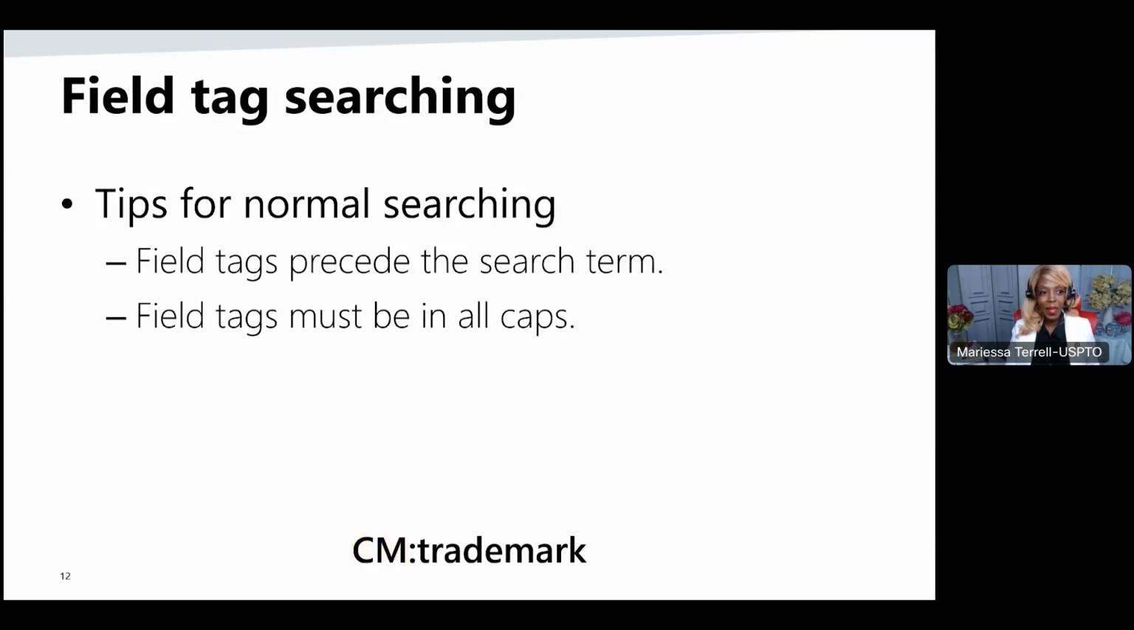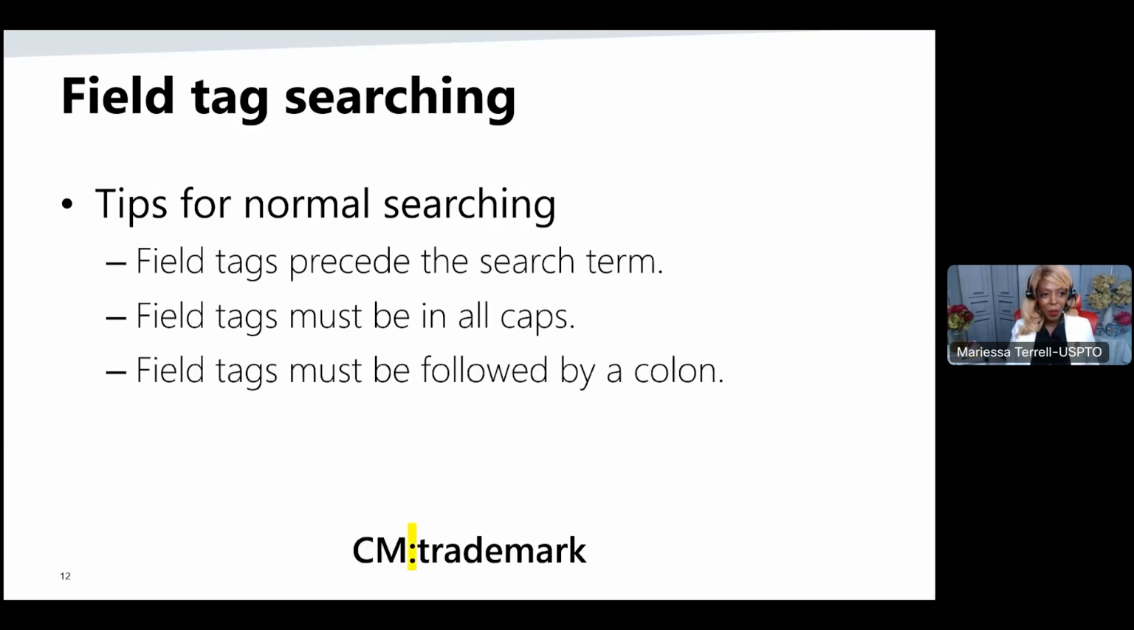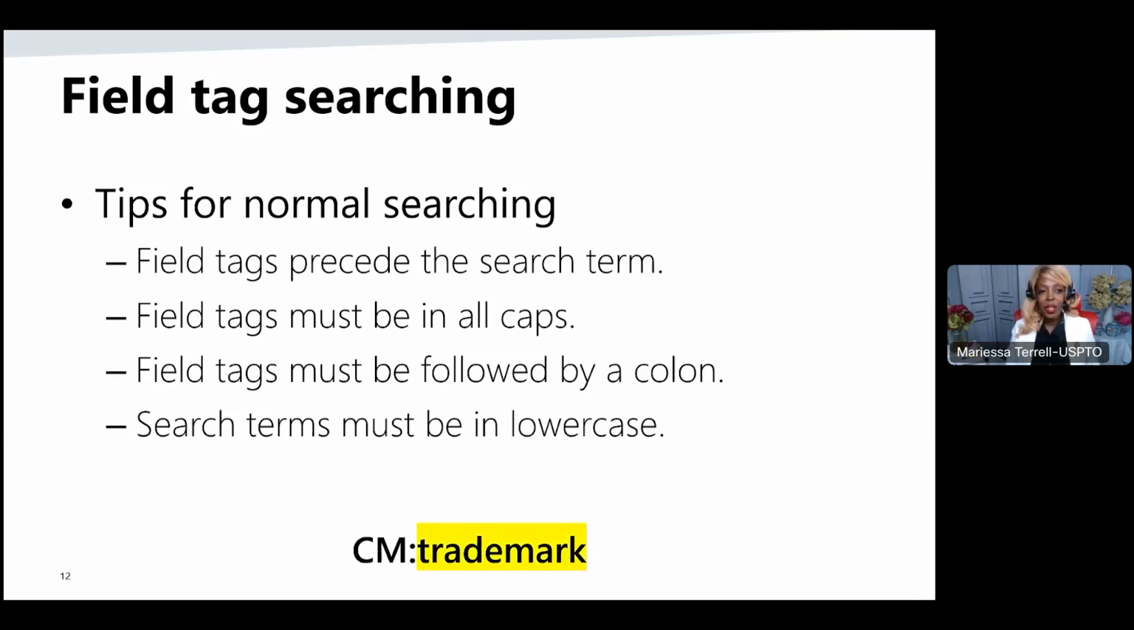All right. Next, you want to be sure that your field tag is in all capital letters. It has to be in all capital letters. And it's going to be followed by a colon. This is important. This is part of the language for the algorithm to tell the system what you want it to do. Next, we want to make sure that our search term is in lowercase lettering. Notice that the word trademark here is in lowercase lettering. This is the best way to use it. Now, for our friends who are used to the old system, you're going to notice some similarities. Let's drill down even more.